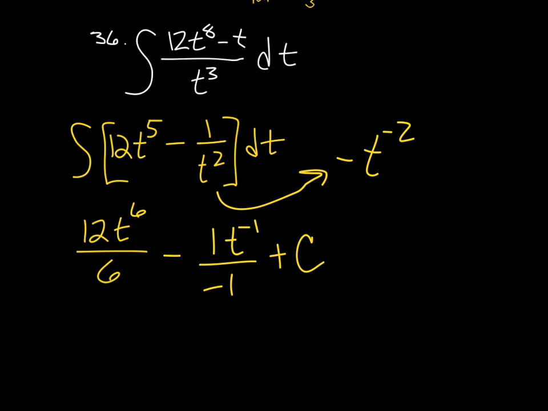Okay, so, again, easy to check. Right? The derivative here, 6 times 2 is 12. Subtract 1, 12t to the 5th. Right? Negative 1 out front. Right? That's where we get our subtraction from. Subtract 1, negative 2. There we go. Simple process.